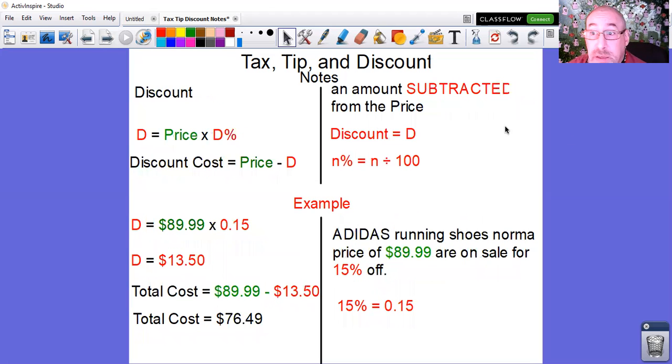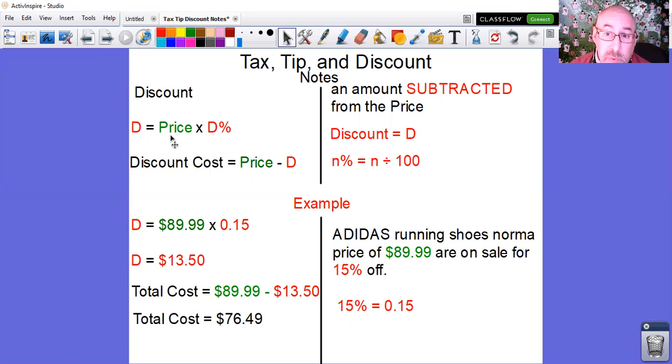All right, the next thing is discount. So discount is something that's taken away from the price. These are what we like, because that means it's going to be cheaper for us. So the discount is an amount subtracted from the price. Again, to find our discounted amount, we have to find the discount. How much is being taken away? So we do our percent divided by 100 to get that decimal point. Multiply the original price times that, and we end up finding how much the discount is. Then we subtract that from the original price.